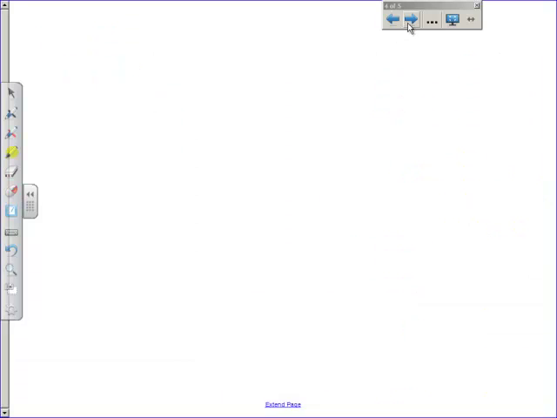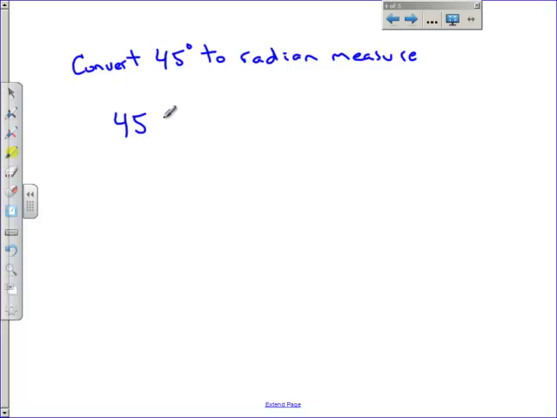So let's take a look at maybe an example. Let's convert 45 degrees to radian measure. This is how I'm going to do this. I'm going to start with 45 degrees, and I'm going to multiply by pi for every 180 degrees. I could have also multiplied by 2 pi for every 360, but I simplified this. I'm going to put a little 1 underneath that 45 degrees, and we're just going to multiply. So this is 45 pi over 180 degrees.